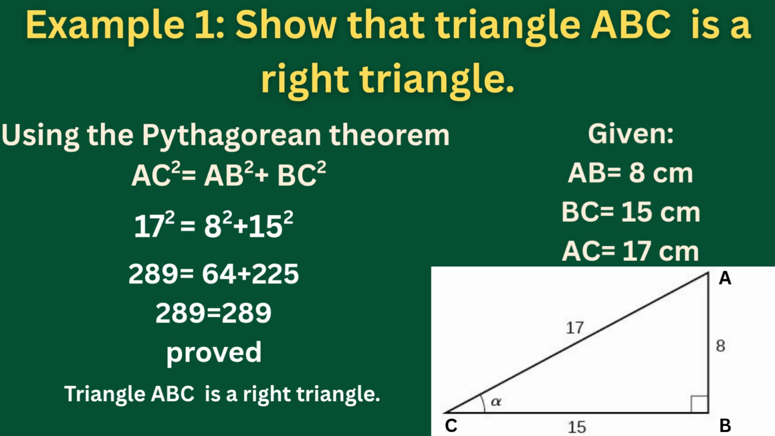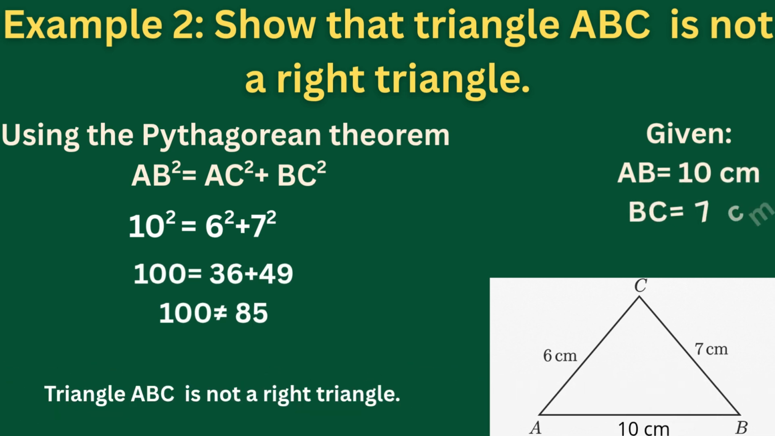Using the Pythagorean theorem, AC squared equals AB squared plus BC squared. 17^2 equals 8^2 plus 15^2. 289 equals 64 plus 225. 289 equals 289. Then ABC is a right triangle.